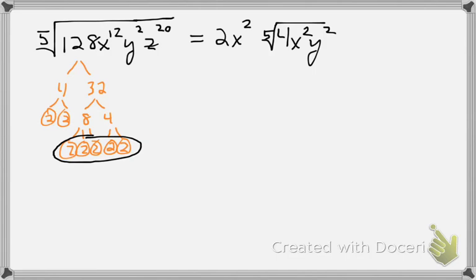What about z? I have 4 fifth powers, so that means I have z to the 4th. Any left over? No, indeed. Right? 5 goes into 12 twice with 2 left over. 5 goes into 2 not at all, so you just have 2 left over. And 5 goes into 20 4 times with a remainder of 0. None left over.